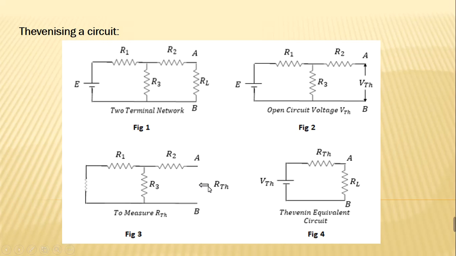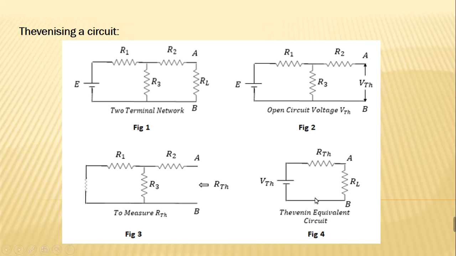Next, after getting the Thevenin's resistance and Thevenin's voltage, we can construct a Thevenin's equivalent circuit in such a way that the Thevenin voltage source is connected in series with the Thevenin's resistance. Finally, the last step: in the beginning we disconnected the load resistance, so now we have to connect it back between the terminals A and B. So this is the simplest circuit; the two-terminal network reduces to a Thevenin equivalent circuit.